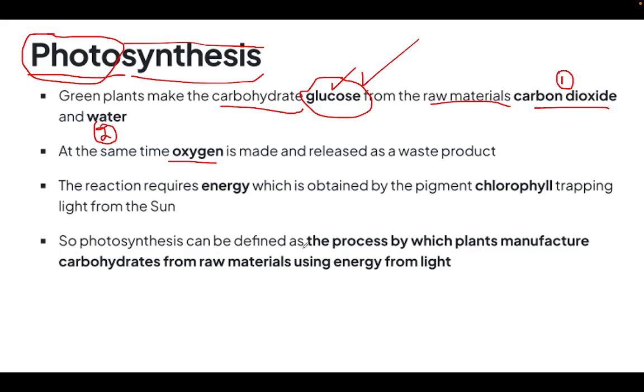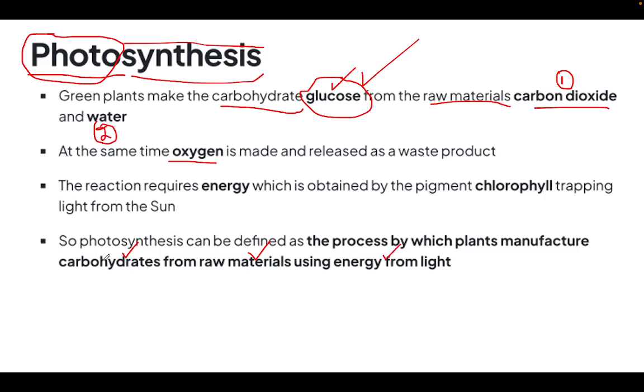So, photosynthesis is defined as the process, not just the process by which plants make their own food. It is, of course, that, but here we add on something. Photosynthesis is a process by which a plant manufactures carbohydrates from raw materials using energy from light. This definition in the past paper question is given 3 marks. A process by which the plant manufactures carbohydrate, 1 mark, from raw materials that we talked about, using energy from light. The 3rd mark is right here.